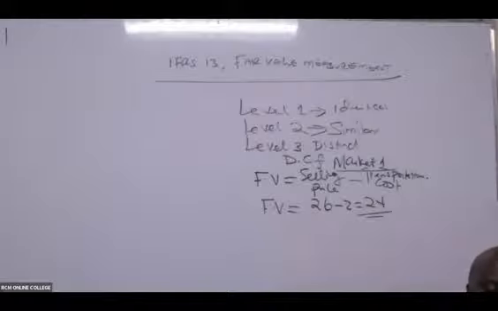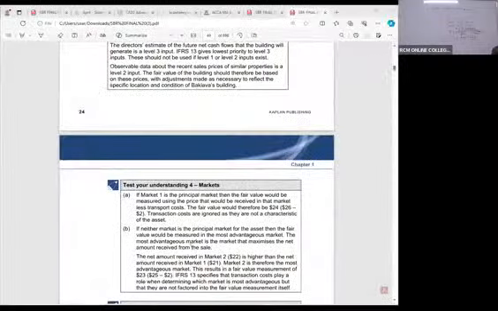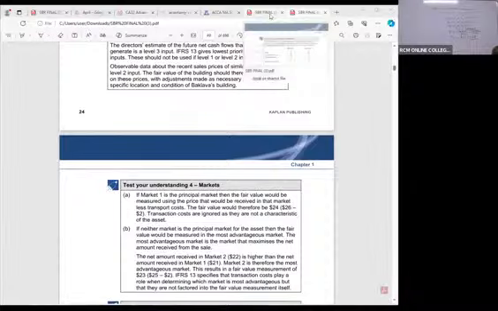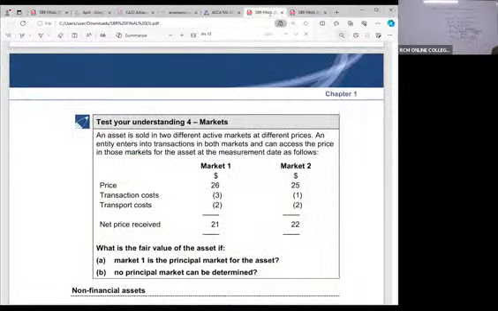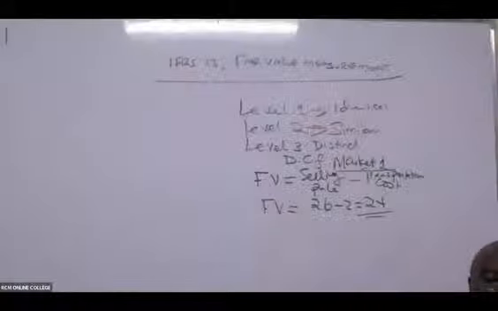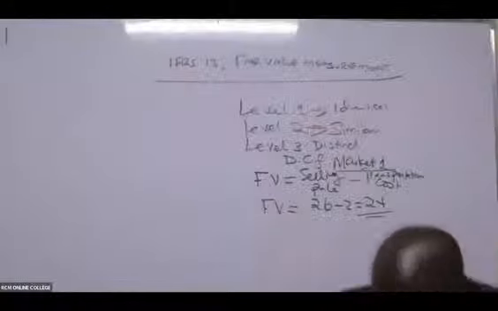Then look at the second question here. Now, no principal market can be determined. So if there is no principal market which can be determined, we shall always go to the second scenario where we ask ourselves, between the markets given, which is the most advantageous market?